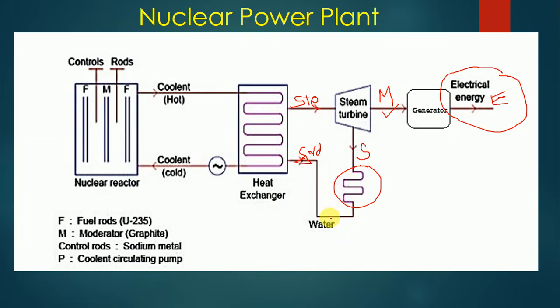So steam will get converted into water, and that water will be supplied again. This completes a cycle on the right side: the heat exchanger supplies the steam, which goes to the steam turbine and produces mechanical energy, and that steam comes outside and goes to the condenser. In the condenser, steam gets converted into water, and that water is supplied again. So this cycle goes on continuously.